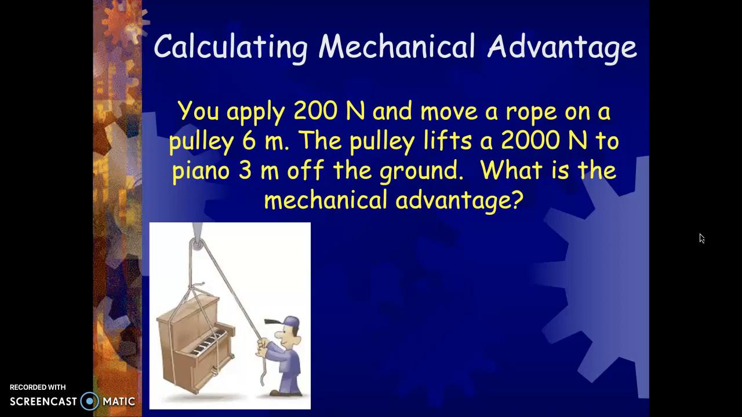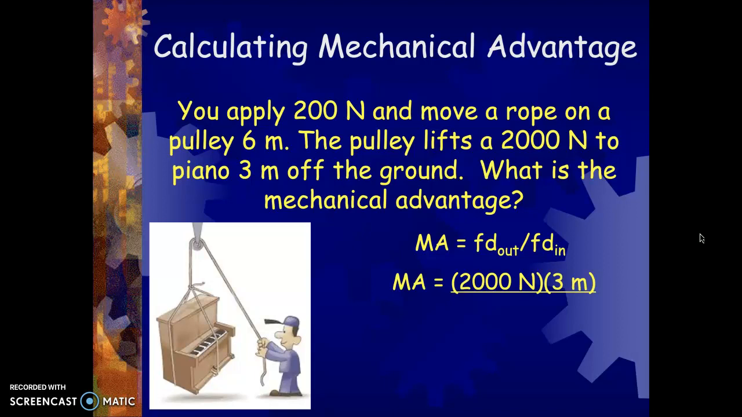Now I'm going to do a problem in which you apply 200 newtons and move a rope pulley 6 meters. The pulley lifts a 2,000 newton piano 3 meters off the ground. Again, when it's mechanical advantage, just like we did before, we're comparing work. So if we look at what the pulley does compared to what we do, the pulley lifts with 2,000 newtons of force for 3 meters. You, in turn, have to pull with 200 newtons of force over twice that distance, or 6 meters.